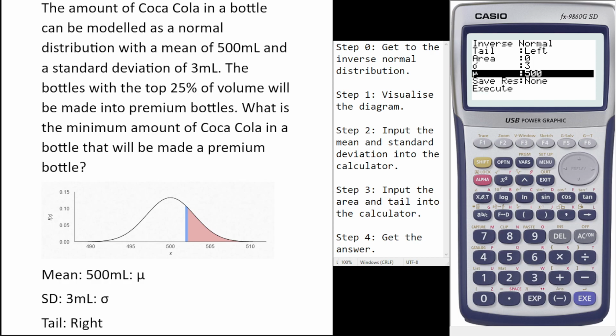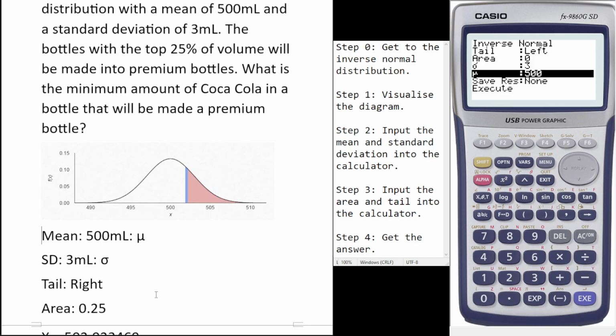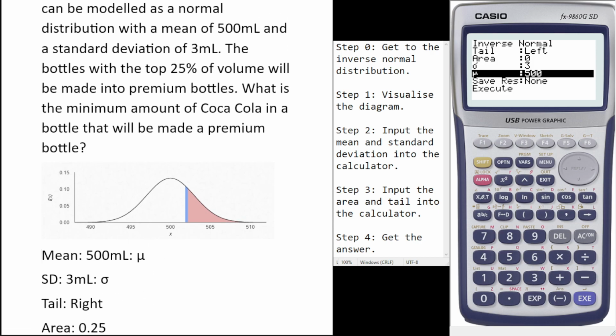That's good. Now we see the tail is to the right, because it's the right side of the data that we're looking at. So we need to make sure that the tail says right here, which you do by pressing F2 in the tail area. And the area is 0.25 because we're looking at the top 25% of volume. So it'd be 0.25. All the numbers are in place now.